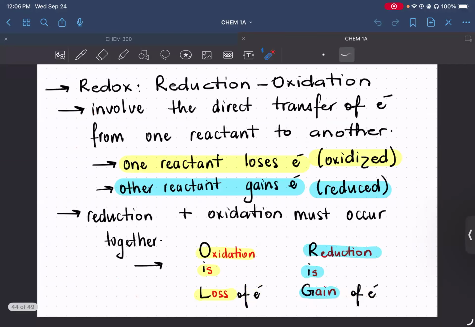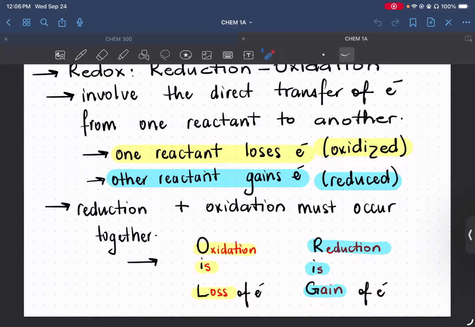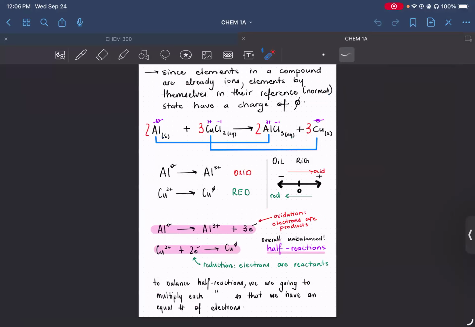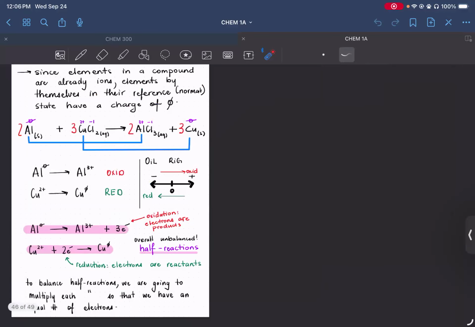We then talked a lot about redox, reduction oxidation. We spent a lot of time on this particular topic because not only does redox involve the direct transfer of electrons, we do need to understand the principles of oxidation and reduction. I won't go over this again in detail because we went into this at length.